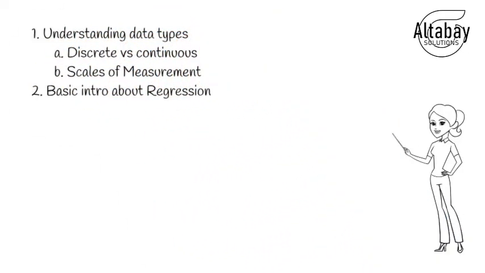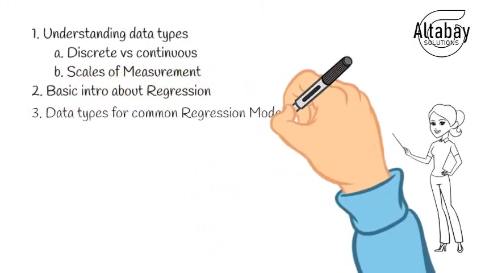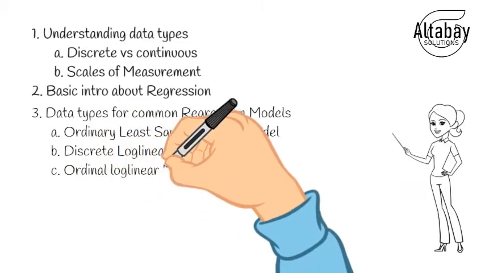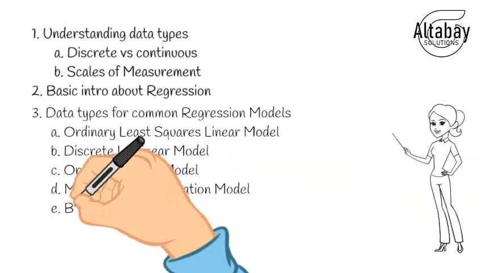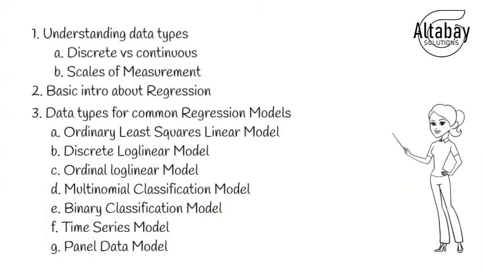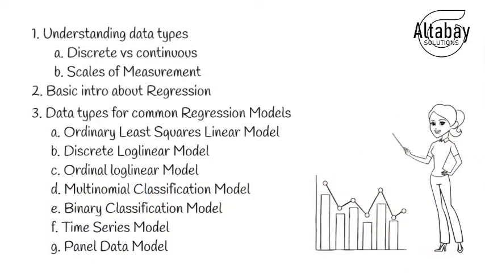intro about regression. Then, we'll talk about data types for common regression models: ordinary least squares linear model, discrete log linear model, ordinal log linear model, multinomial classification model, binary classification model, time series model, and panel data model.